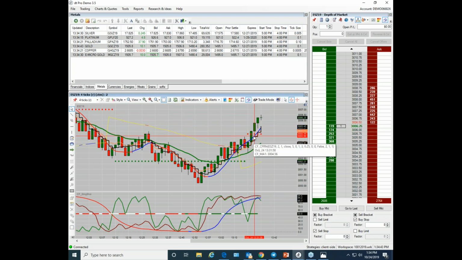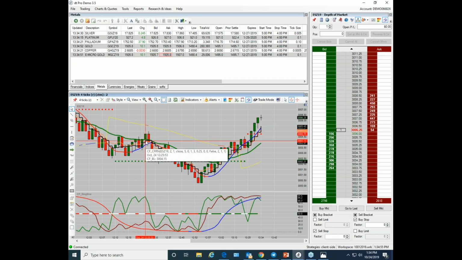Now, here's that perfect example where chances are Mike in the room grabbed what, 8 ticks? If there was 2 points in this trade, okay? And I'm sitting on the sideline, okay?